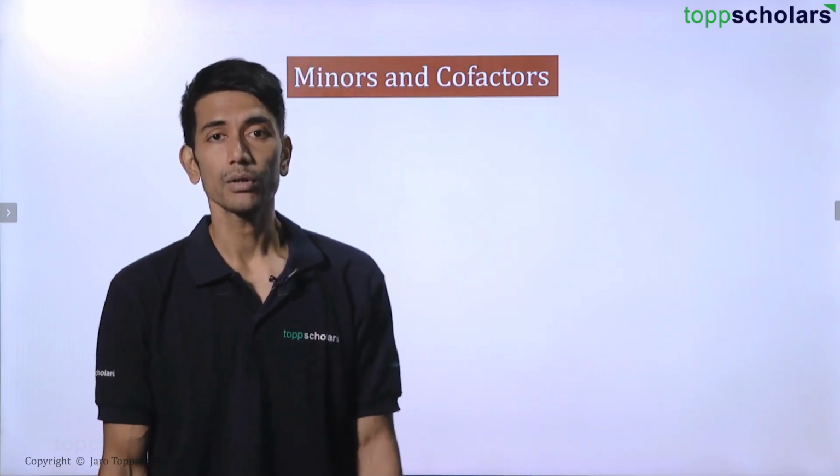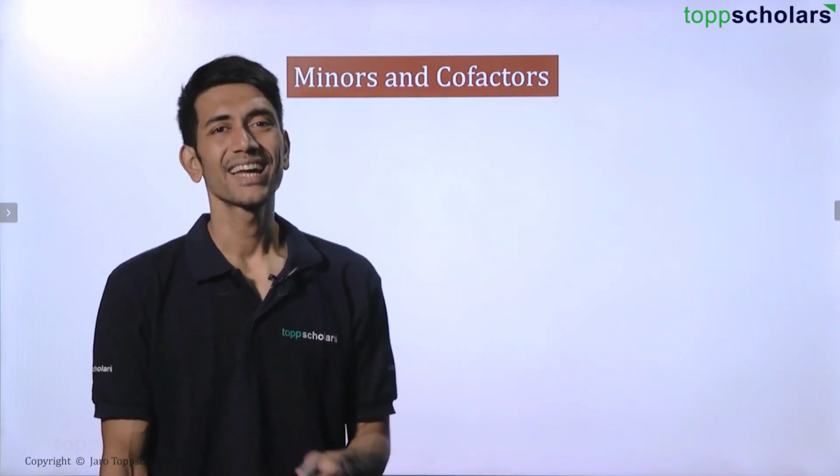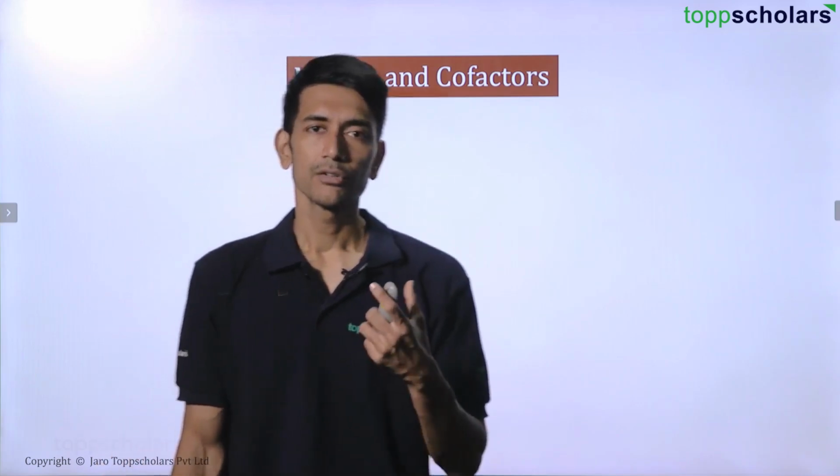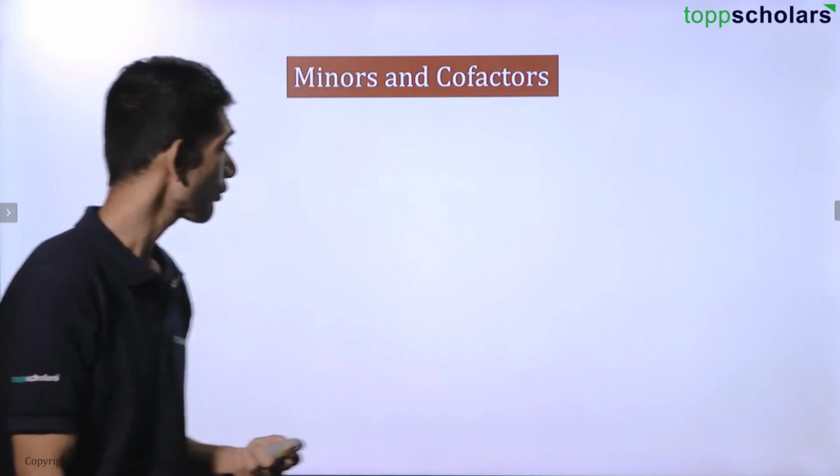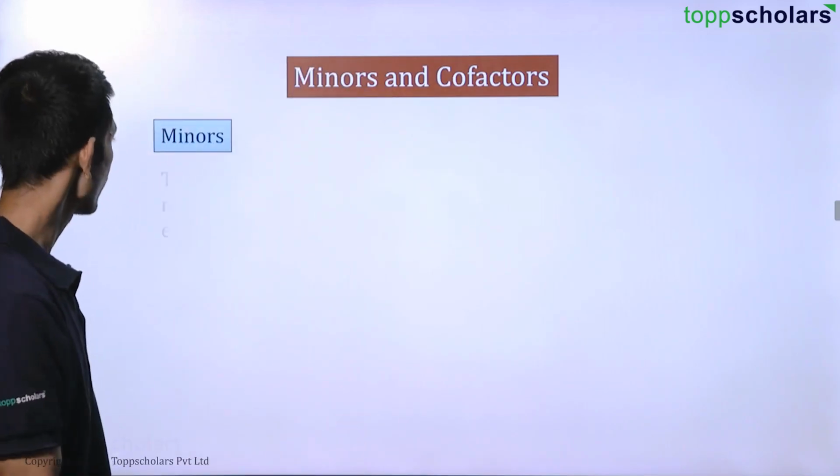Now comes a new topic. Now we are going to talk about what are minors and cofactors. So minor and cofactor. Again, we need to have a matrix to find out the minors and the cofactors. We need to see the definition also. So let us talk about minors first.